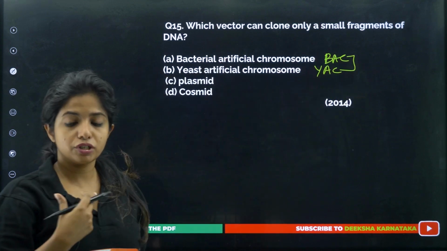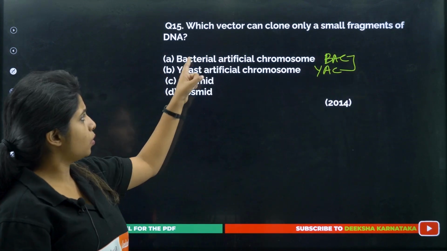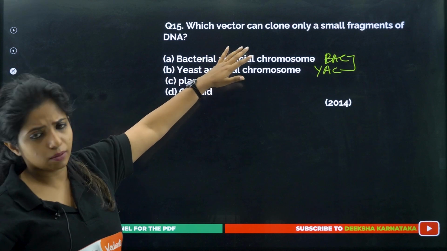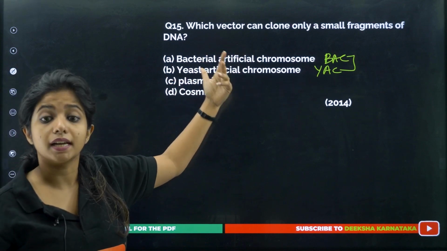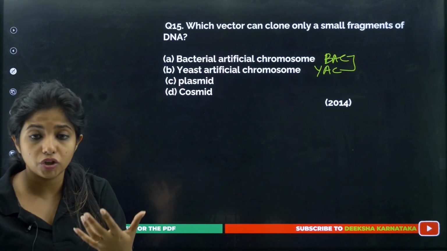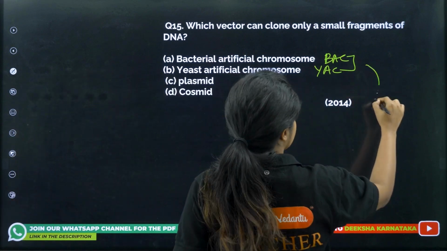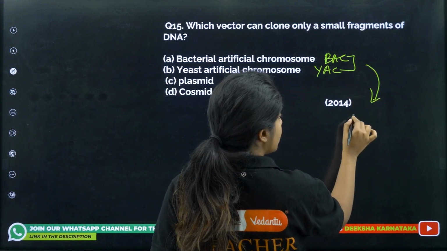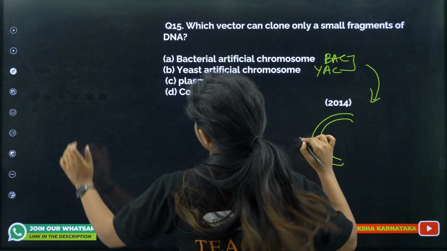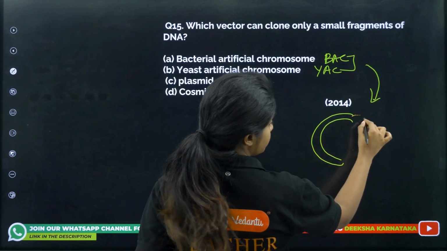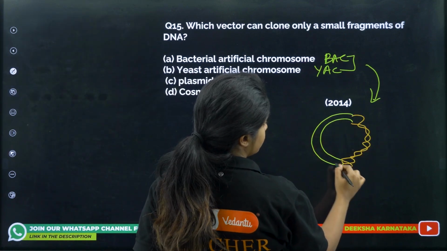Both of them are artificially created. They are not naturally occurring. They are inserted in the bacteria, and inserted inside the yeast, whenever we want to put a gene of interest. And the very unique thing about them is that these are the chromosomes which can accommodate a larger piece of gene of interest.